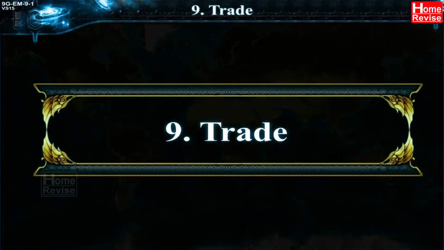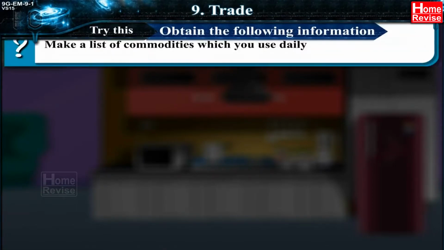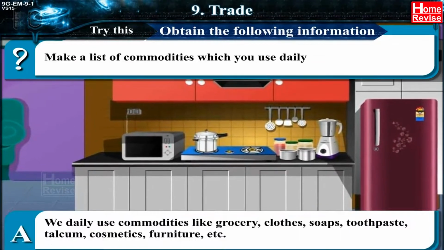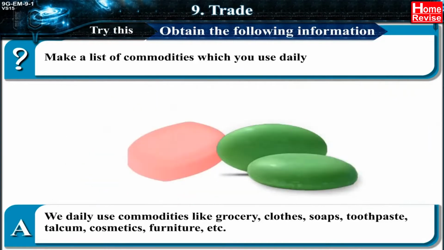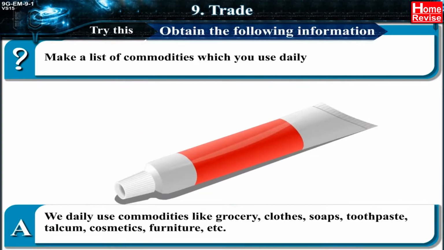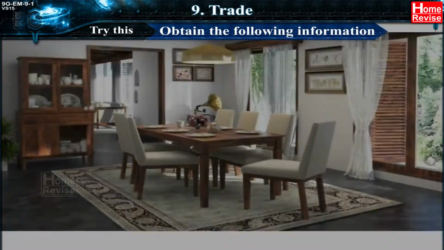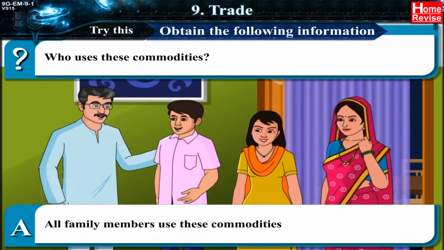Chapter 9. Trade. Try this. Obtain the following information. Make a list of commodities which you use daily. We daily use commodities like grocery, clothes, soaps, toothpaste, talcum, cosmetics, furniture, etc. Who uses these commodities? All family members use these commodities.